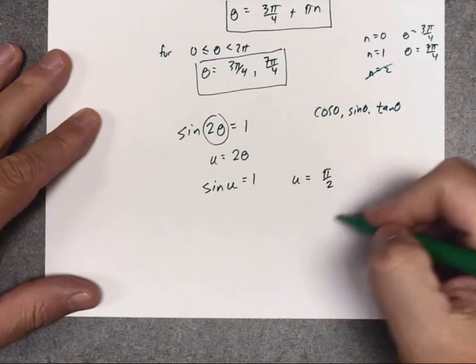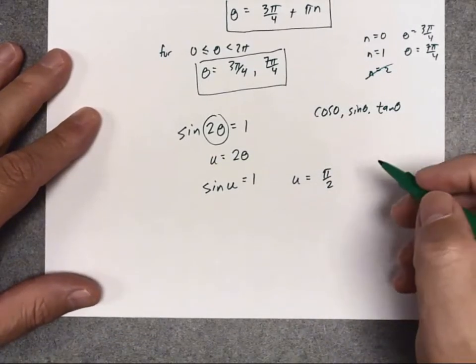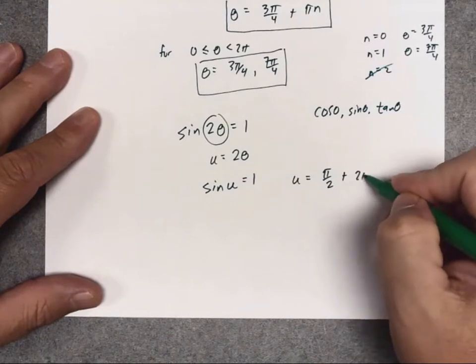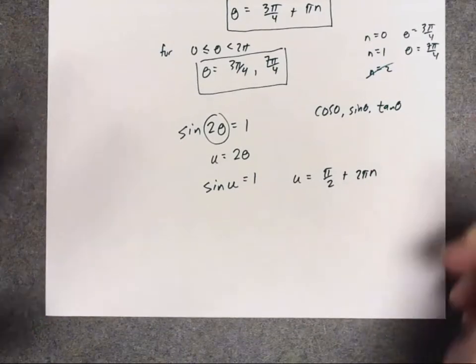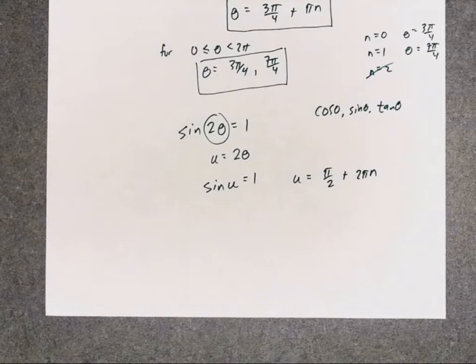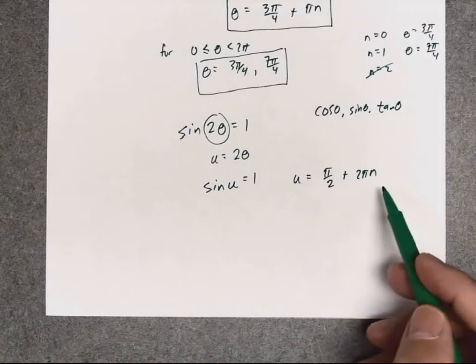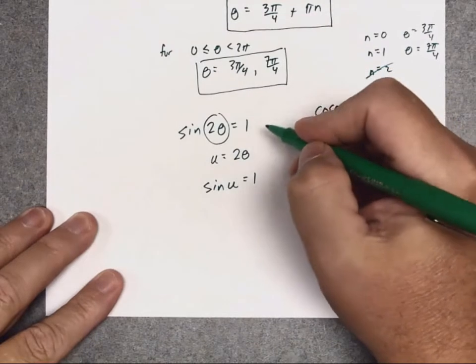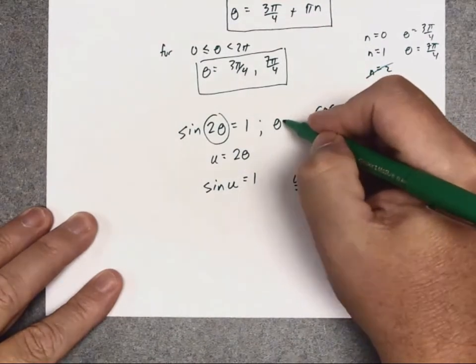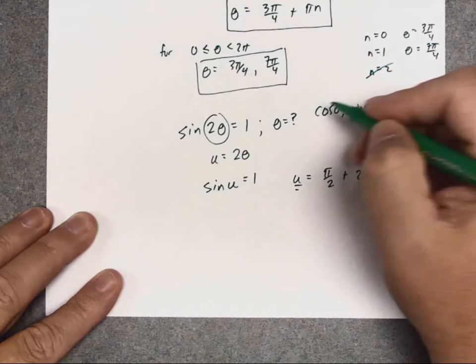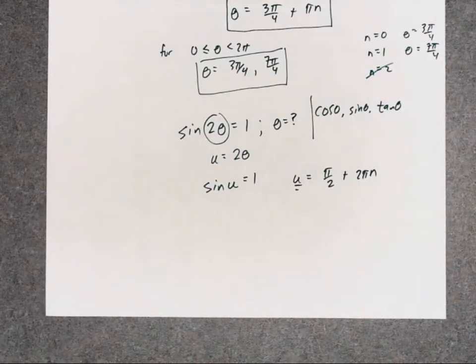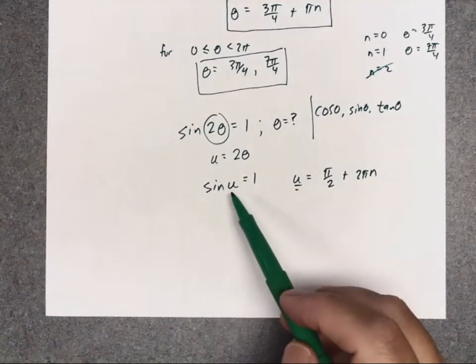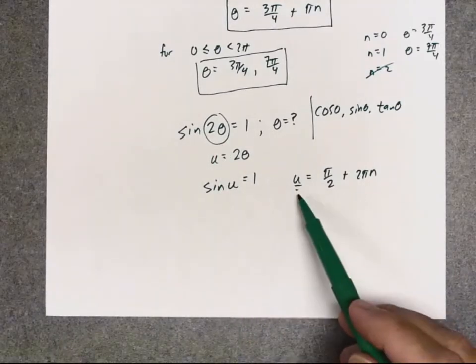Of course, once again, I can go round and around the unit circle, so my general solution is going to be u equals pi over 2 plus 2 pi n. So now I've come up with this solution, but the key thing is, realize this is a solution for u. When I started this problem, I was trying to solve for theta. And because I did this substitution, I created this variable u, and I've solved for u.